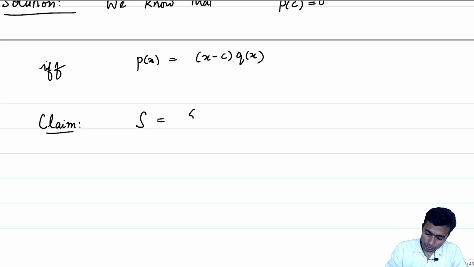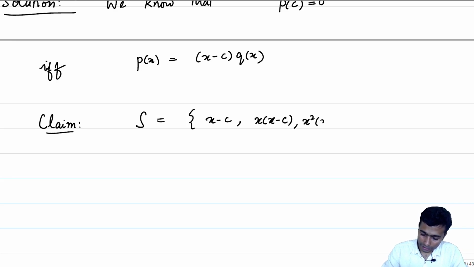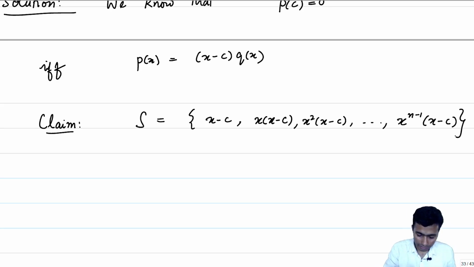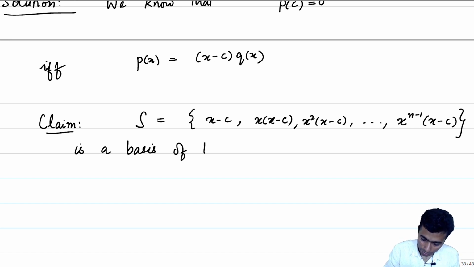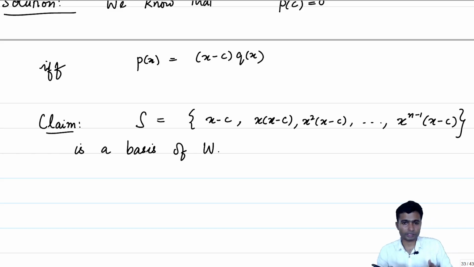Let S be equal to the set: x minus c, x times x minus c, x square times x minus c, up to x to the power n minus 1 times x minus c. This is a potential candidate, a basis of W. So I just described the motivation to guess, or conjecture, that this particular set will be a basis.